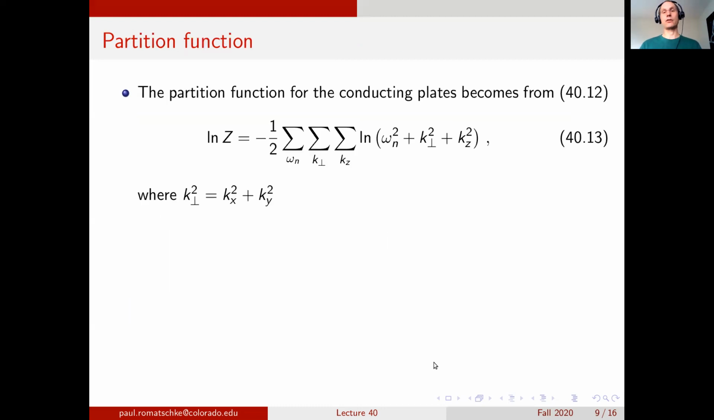So coming back to our actual calculation, we find that the logarithm of c is now minus 1/2 times the sum over all wave vectors in the time-lag direction, in the transverse spatial direction, and the longitudinal spatial direction of the logarithm of k squared, where I introduced the notation that k perp squared is just kx squared plus ky squared for the two transverse directions.